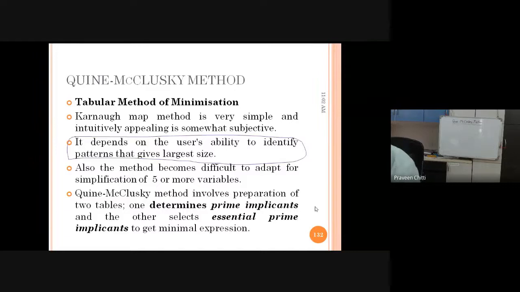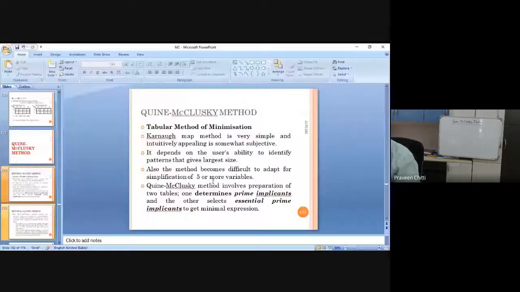I hope the difference between prime implicant and essential prime implicant is clear. Yes or no? So whenever you form any group, that group can be represented by one product term, and that product term we call the prime implicant. But sometimes some groups are redundant, which may not be required. You have to eliminate those and select only the minimum number of groups using which you can cover the entire function. Those prime implicants are called essential prime implicants.